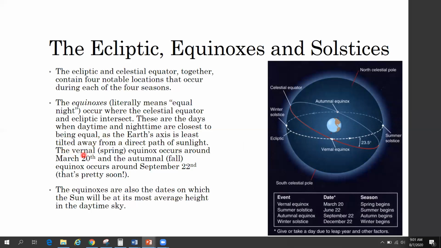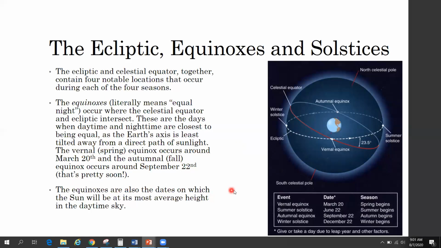So the vernal, which is another term for spring, the vernal or spring equinox occurs around March 20th. It's not always on March 20th, but that's a pretty standard date. It can be the 19th or the 21st sometimes. And the autumnal, that's how you'd say it, autumnal, is the fall equinox. That occurs around September 22nd. And that's going to be the next one of these special dates coming up, because we're doing this lesson in August 2020.